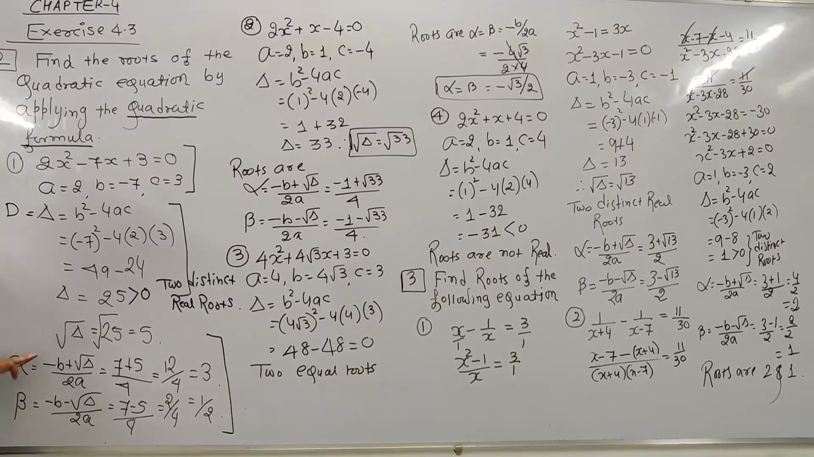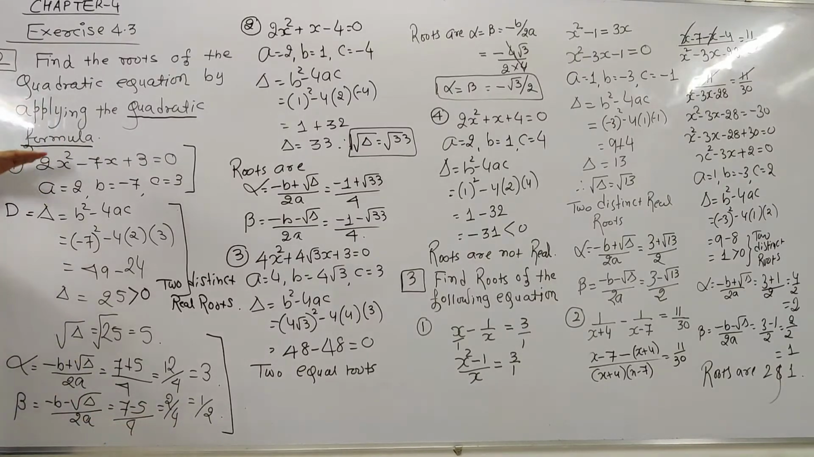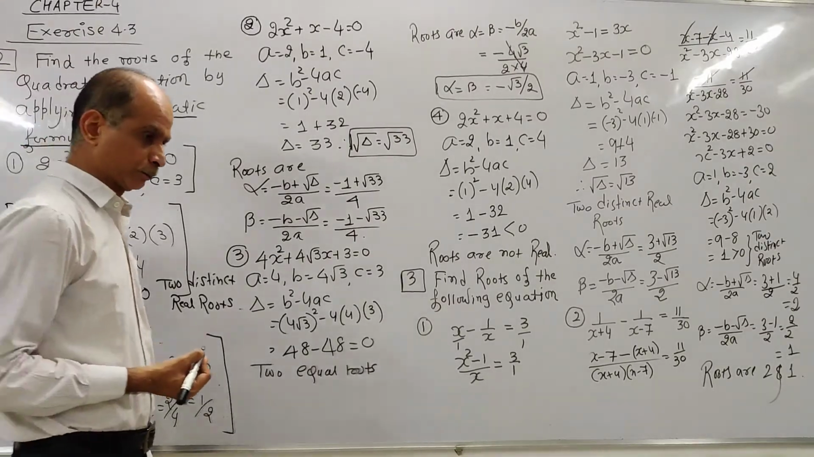Similarly beta is equal to minus b minus under root delta by 2a. So minus 7 means plus 7, minus 5 by 4, 7 minus 5 is 2 by 4, 2 by 4 means 1 by 2. So the roots of this equation are 3 and 1 by 2. Alpha is equal to 3 and beta is equal to 1 by 2.